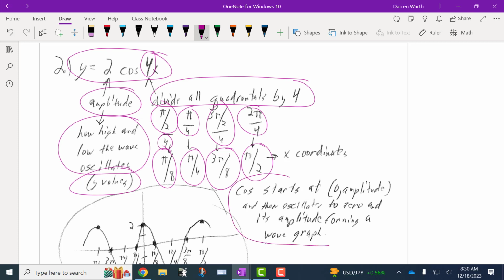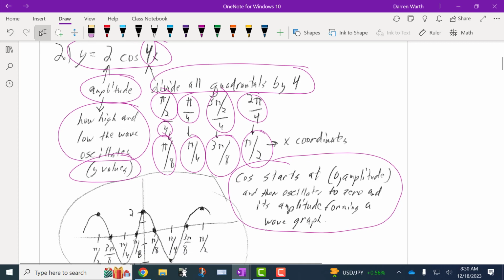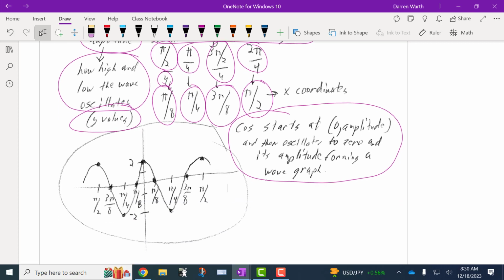A reminder: cosine starts at its amplitude, then oscillates down to 0 and to its negative amplitude, forming a wave graph. So go ahead and write down our quadrantals as our x-coordinates.